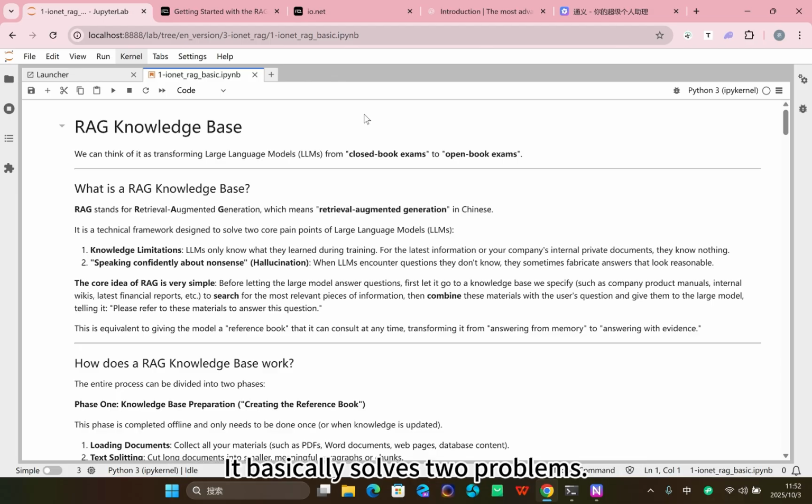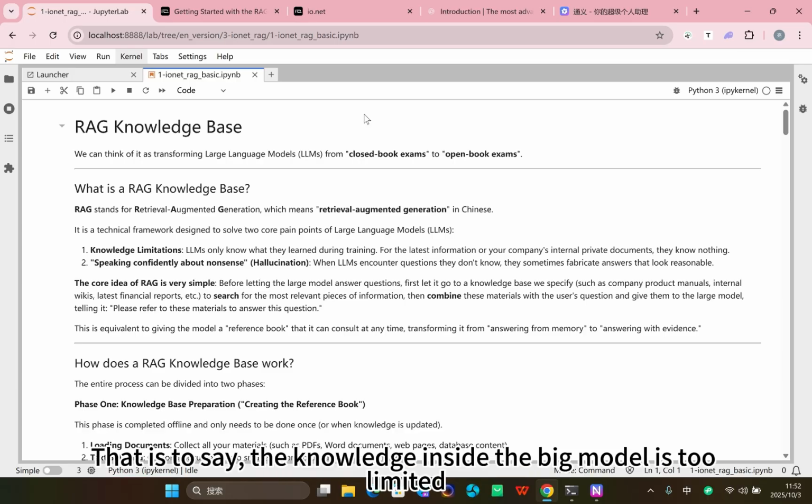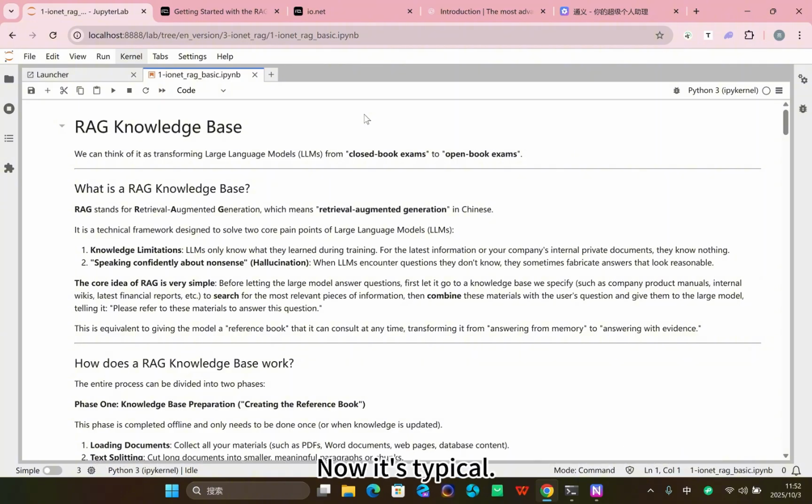It basically solves two problems. The first one is knowledge: the knowledge inside the big model is too limited. Typically, very new news it obviously doesn't have. There is also special professional knowledge, some papers, and documents inside a company that it probably doesn't have. So we need to have such a knowledge base. This is the outer brain.